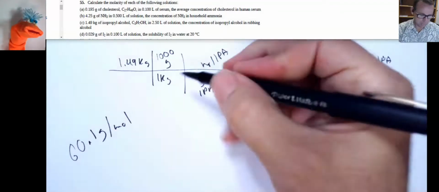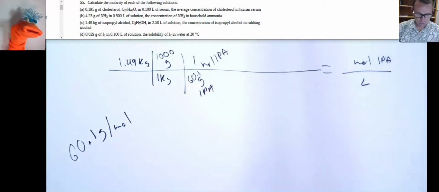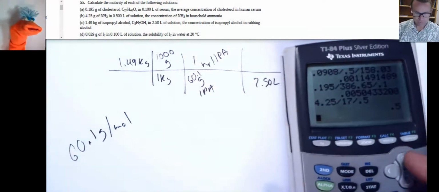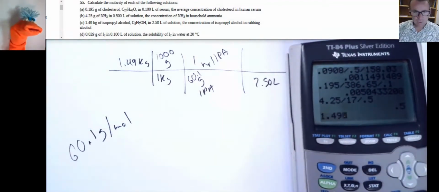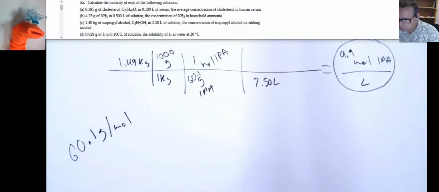Okay. 60.1 for every mole. So I'm in moles of isopropyl alcohol. I want my liters of solution down below. What's my liters? 2.5. 2.5 liters of solution. So 1.49 times 1,000 divided by 60.1 divided by 2.5. 9.92, three significant digits, molar isopropyl alcohol.